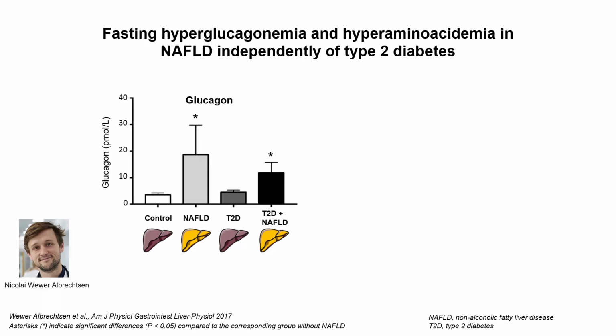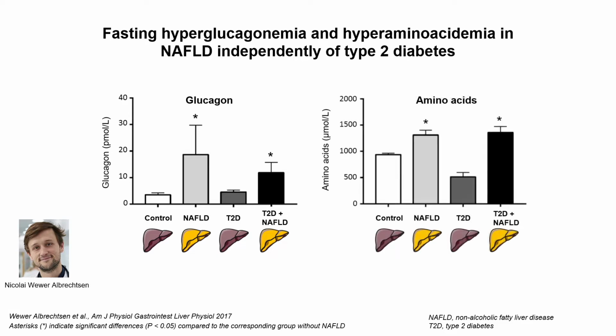So perhaps we can zoom in even further than obesity, and actually maybe fasting hyperglucagonemia is a consequence of non-alcoholic fatty liver disease. We could put a question mark to this after what Nikolai showed us this morning, so perhaps it's both obesity and non-alcoholic fatty liver disease. And you've also seen this before, fasting hyperaminoacidemia in the two groups with non-alcoholic fatty liver disease.